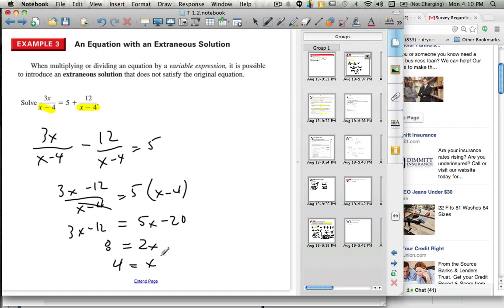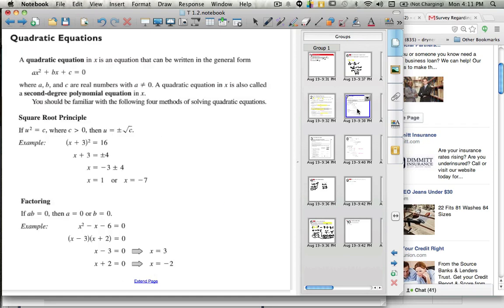But wait, if I plug 4 back into this original equation, my denominators will both equal 0. I can't have that. This is an extraneous solution, so this ends up having no solution. Okay, so I'm not going to bother going back and doing it by multiplying by the least common denominator. It works out largely the same. But there's no point because I have no solutions.